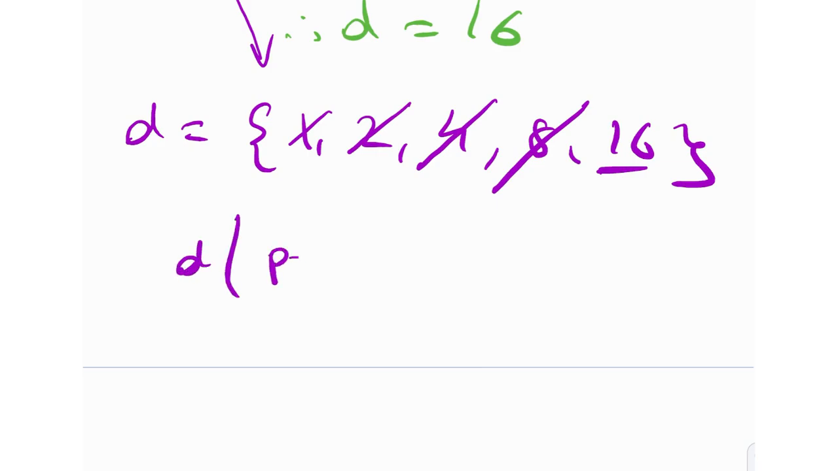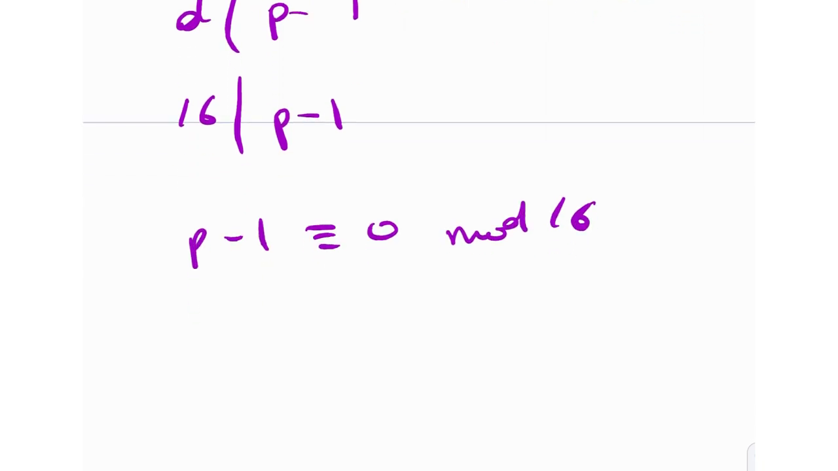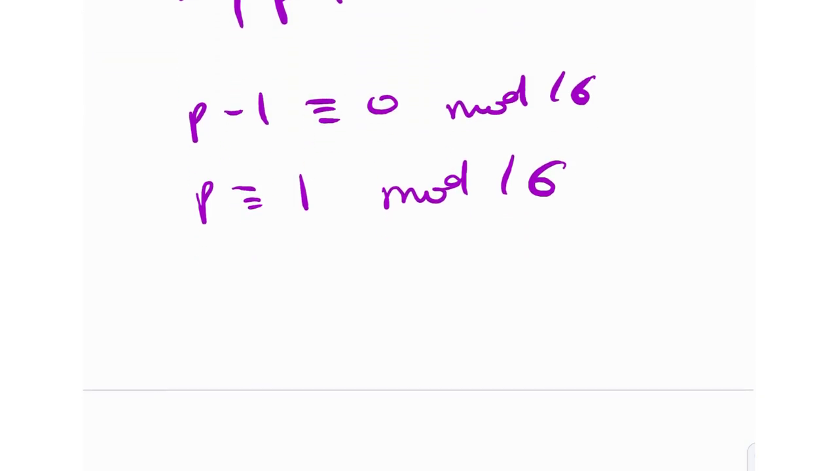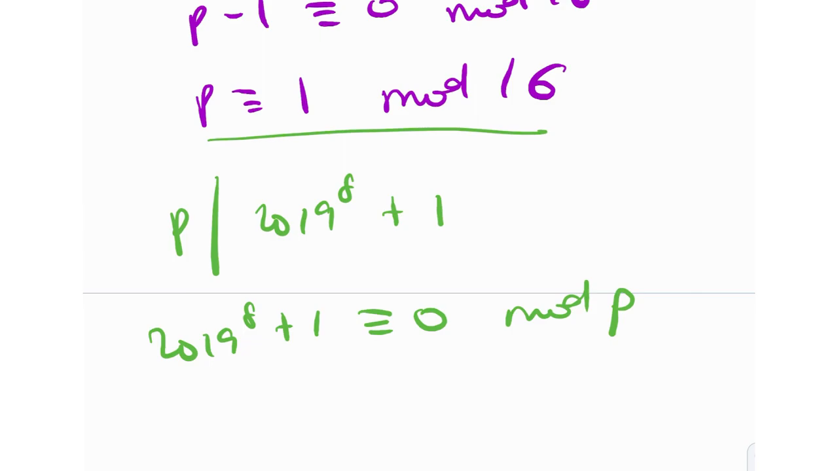And we know that D divides P minus 1. So effectively, 16 divides P minus 1. Or in terms of congruence modulo, P minus 1 is congruent to 0 modulo 16. So P is basically 1 mod 16. And once we've reached this, we can just use casework. Just to remind you, what were we intending to find? We were intending to find that P divides 2019 raised to the power 8 plus 1. So effectively, 2019 raised to the power 8 plus 1 needs to be 0 modulo P. We need to find a prime P that satisfies this. So we now have this extra condition that P needs to be additionally equal to 1 modulo 16.